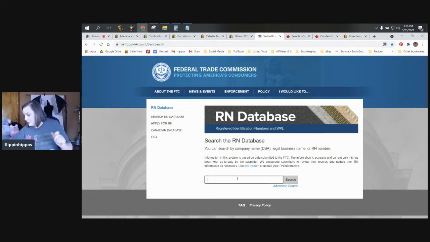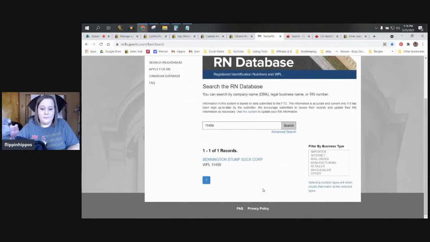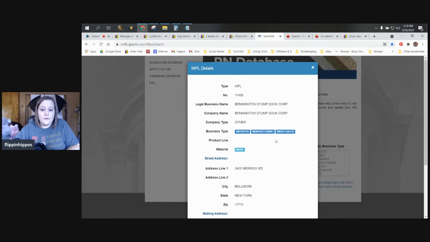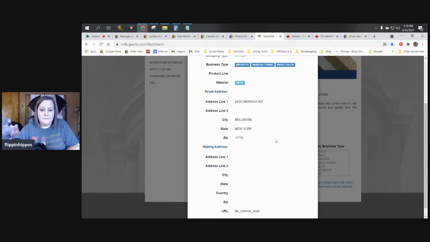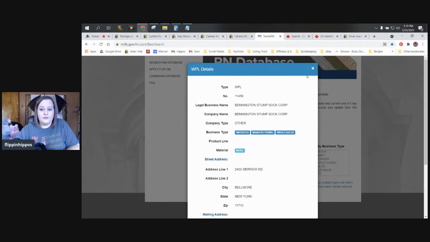So the jeans I showed you earlier, the RN number on those is 11459. So you would just put that in right there, and you would click search, and that's going to tell me that that is Bennington Stump Sock Corporation. These are White House Black Market jeans. So if I didn't know that these were White House Black Market, that might confuse me a little bit. So maybe I'd click on Bennington and see if there's any more information here. Sometimes they have their DBAs here, sometimes they don't. So this wouldn't really be that helpful in this situation.